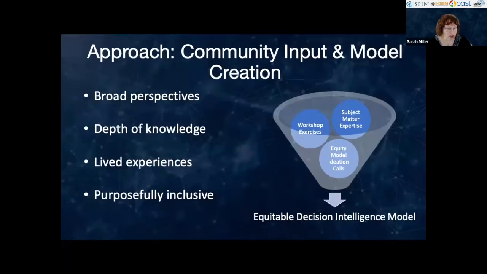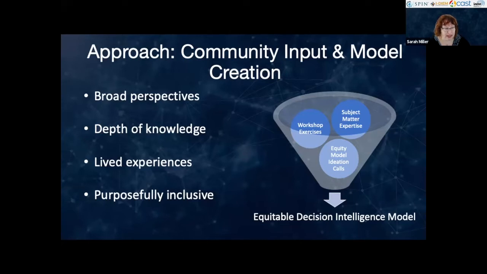So this is what it looked like when we built this model. We built the model to reflect the fact that we need help in making decisions. We need broad perspectives from a wide range of communities. We need the depth of knowledge that comes from experienced emergency managers and experienced technologists, because they can both point to issues we might have. We needed to incorporate the lived experiences of the people who have lived through the disasters, who have experienced inequitable service delivery. And we built a model that is purposely inclusive. And I think that's the key.